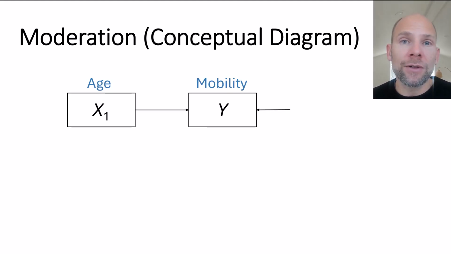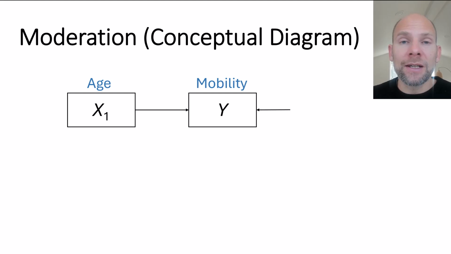So let's again consider the relationship between two variables first. In this case, my independent variable x1 here is age, and my dependent variable is mobility. So the idea here being that older individuals often have worse mobility than younger individuals. So mobility declines with age.